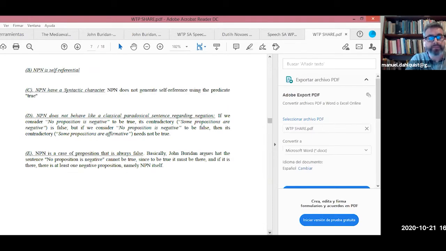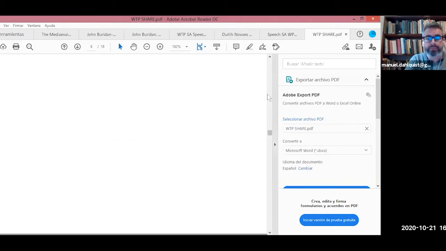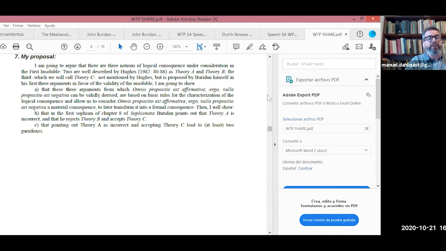Well, my proposal. I am going to argue that there are three notions of logical consequence under consideration in the first insoluble. Two are well described by Hughes as theory A and theory B. The third, which we will call theory C, is not mentioned by Hughes, but is proposed by Buridan himself in his first three arguments in favor of the validity of the insoluble.